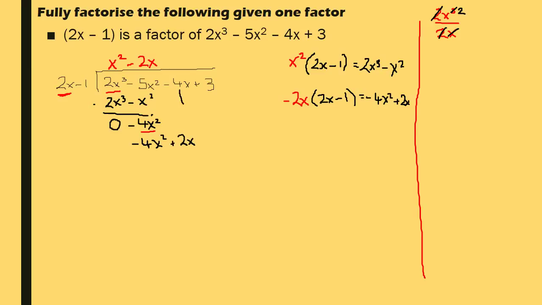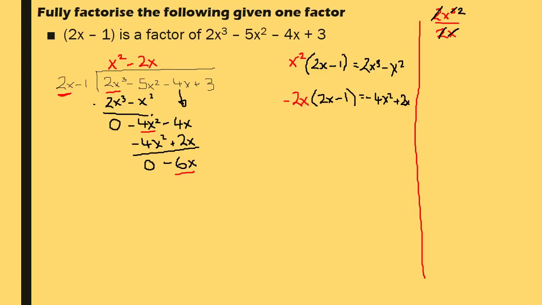Now you shouldn't forget to bring down your next term because you'll see that it lines up. But I've got a minus 4x here. And I am going to subtract these. Obviously the minus 4x squared and the minus 4x squared will cancel to give me nought when I subtract them. And then I'm going to have minus 4x minus plus 2x. And minus 4 minus 2 gives me minus 6x. And I have one more step to go.